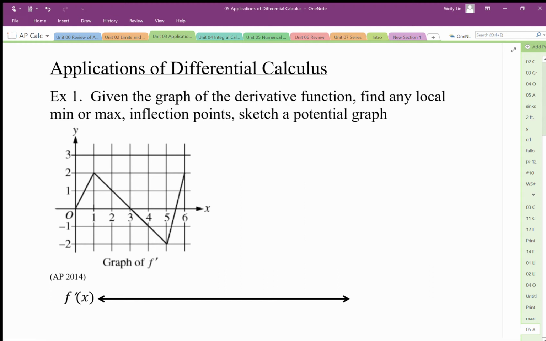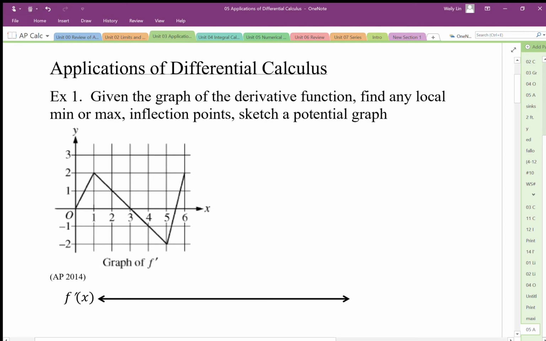So here we've been given the graph of the differential equation. So this is a graph of the derivative. And we're being asked to find any local min-max points, some inflection points, and we're also going to sketch this potential graph. So what's really important is that we're looking at this as the f prime graph. Okay, so let's look at the f prime properties.